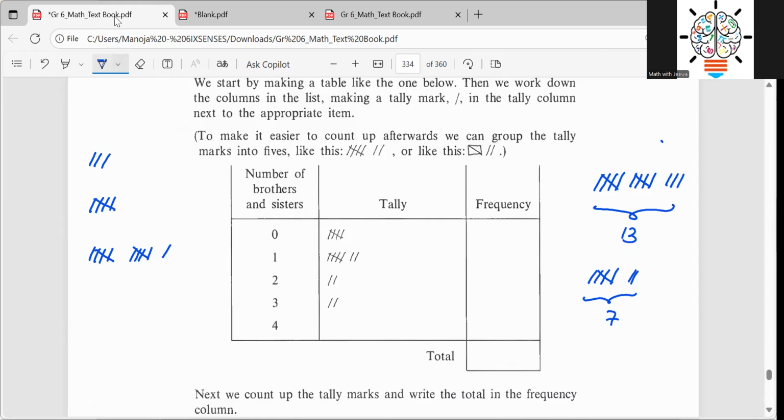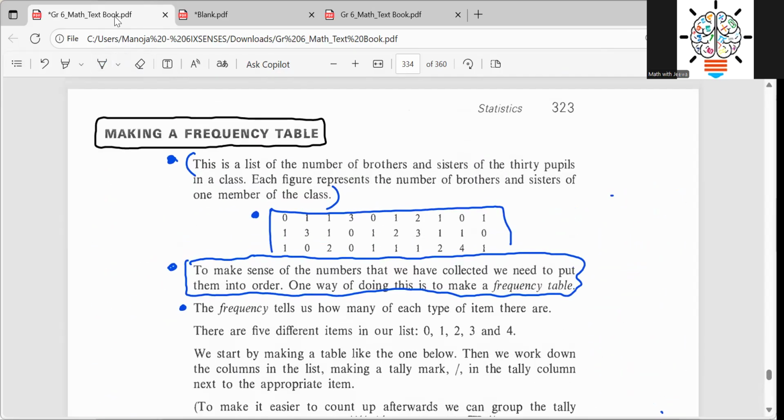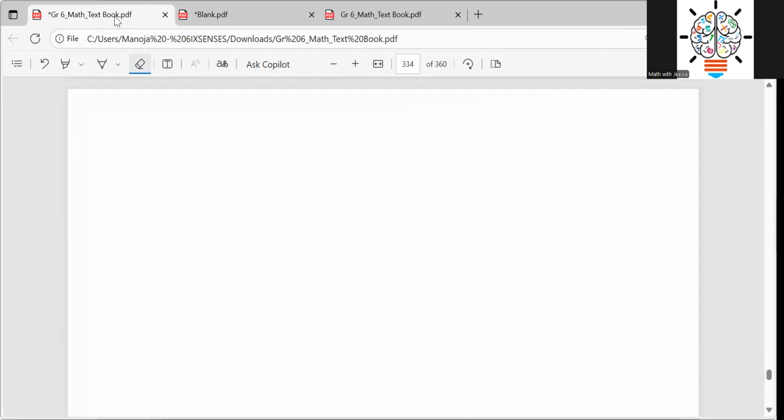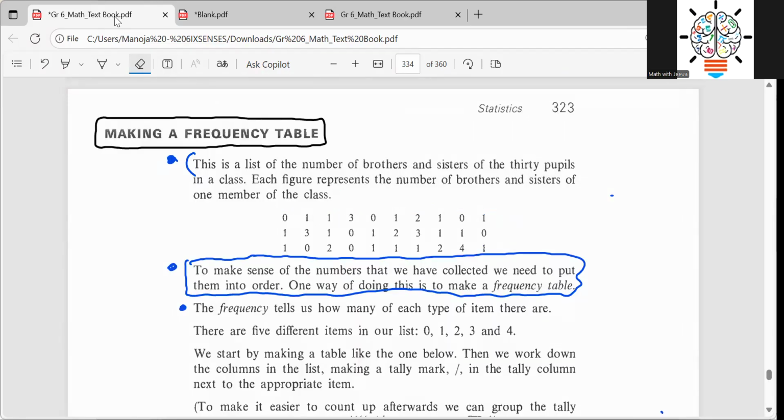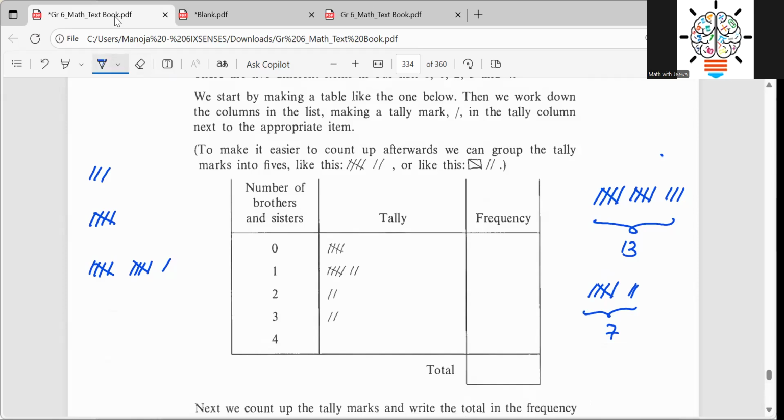To make it easier to count up afterwards, we can group the tally marks. So like this, we are having something like this. The number of brothers and sisters, 0. How many students said that they don't have a brother or a sister? We'll count from the list. How are we going to count it? You cut this: 1, 2, 3, 4, 5, 6, 7. Okay, 7 students have mentioned that they don't have a brother or a sister. So the value here should be 7.